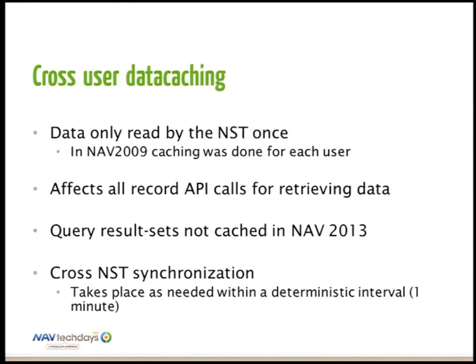We cache data across all users now. So say someone opens or reads all the items, then another user will read that from the cache instead of going and reading it from the database. Before, this stuff was all done per user, which uses a lot of memory and of course puts unnecessary load on the database. The only thing we don't cache in this version is query results.